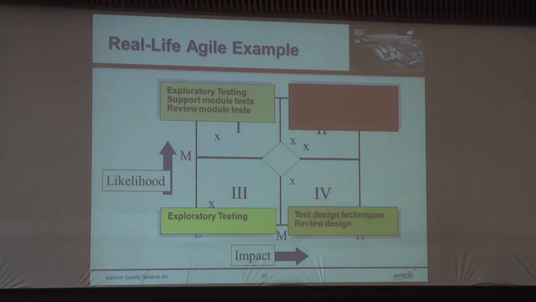Square 4, they will still apply test design techniques and will review designs, and their focus on module testing is less. It's more acceptance testing driven. So different. And anything in square 3 is exploratory testing. As an example of how they're applying the 4 squares, how they're trying to be effective, find the defects, yet efficient.